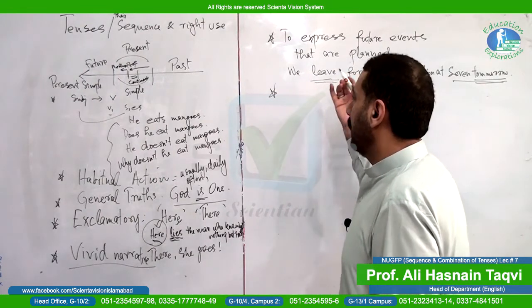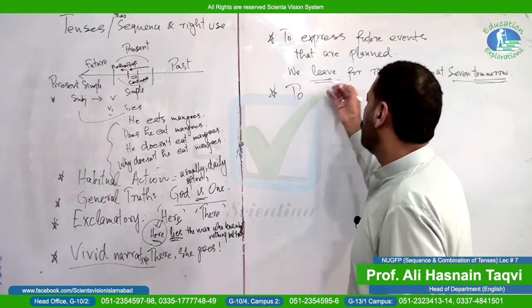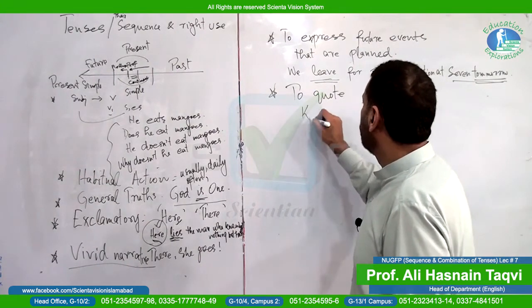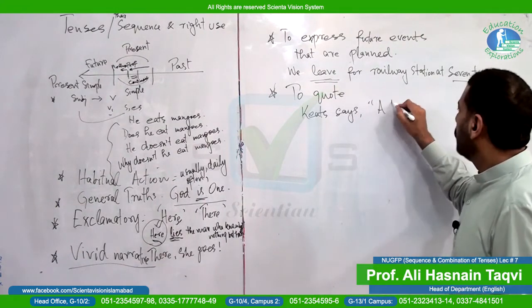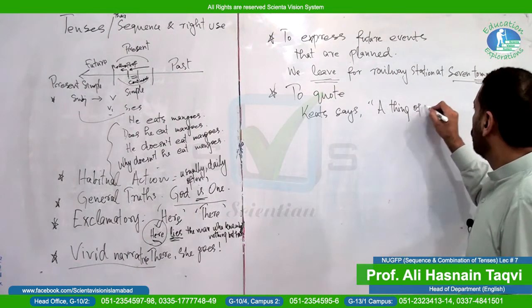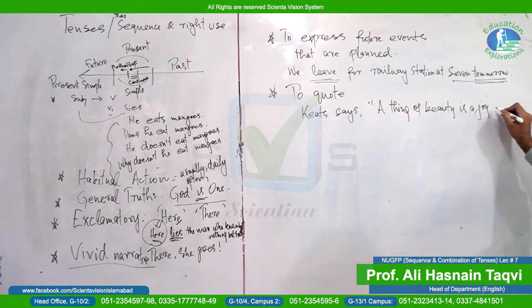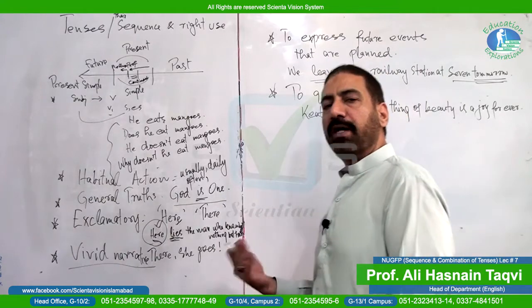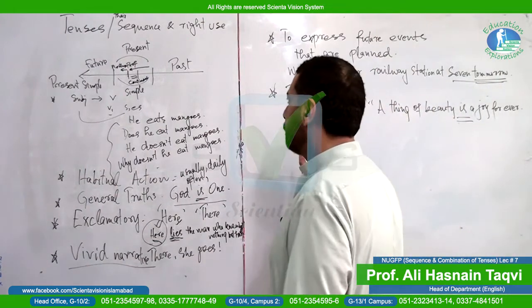Then to express, let's say, some wise sayings, to quote, like Keats says, a thing of beauty is a joy forever. Or, beauty is only skin deep. Such quotations, when you are coming up with them, obviously the only choice is sticking to present simple tense.